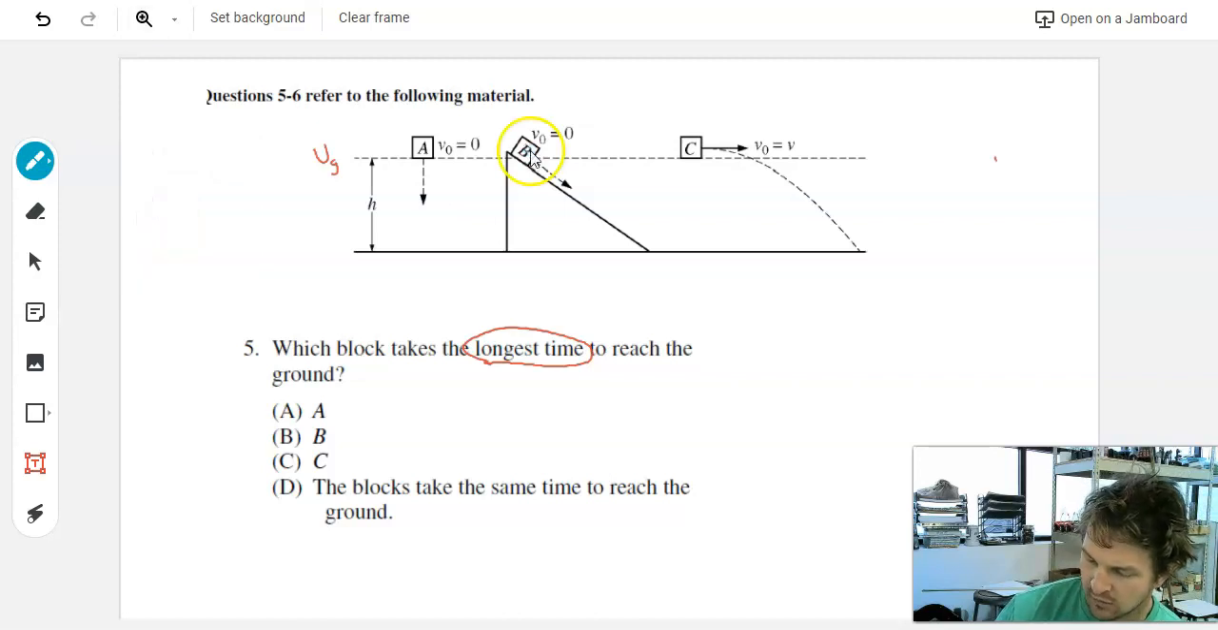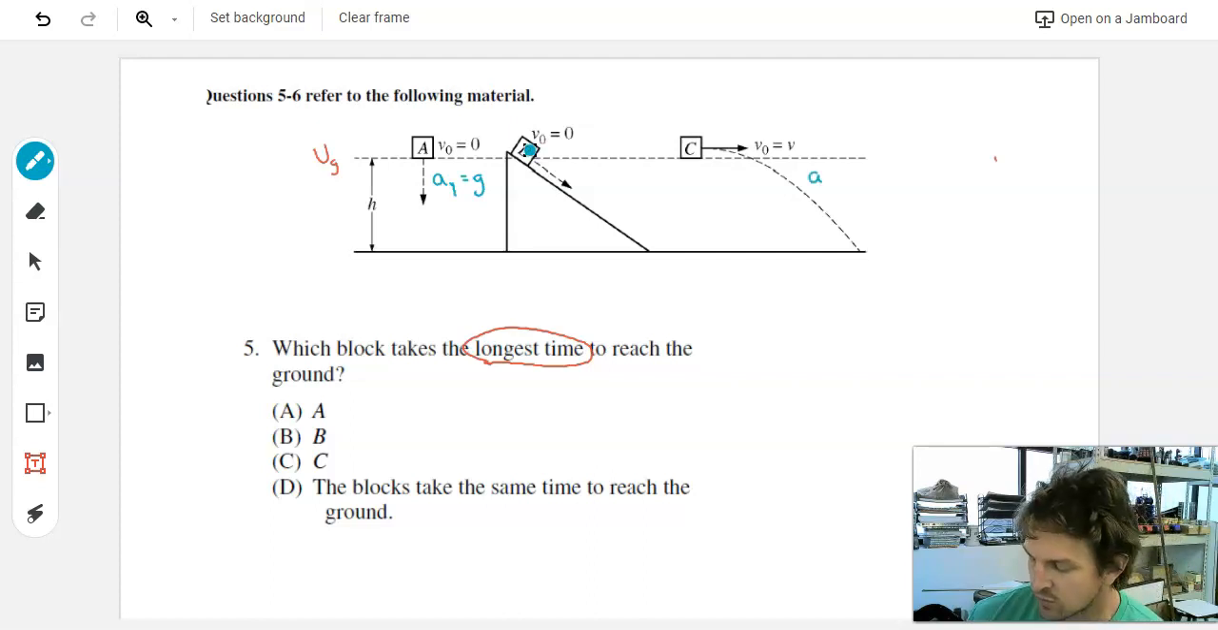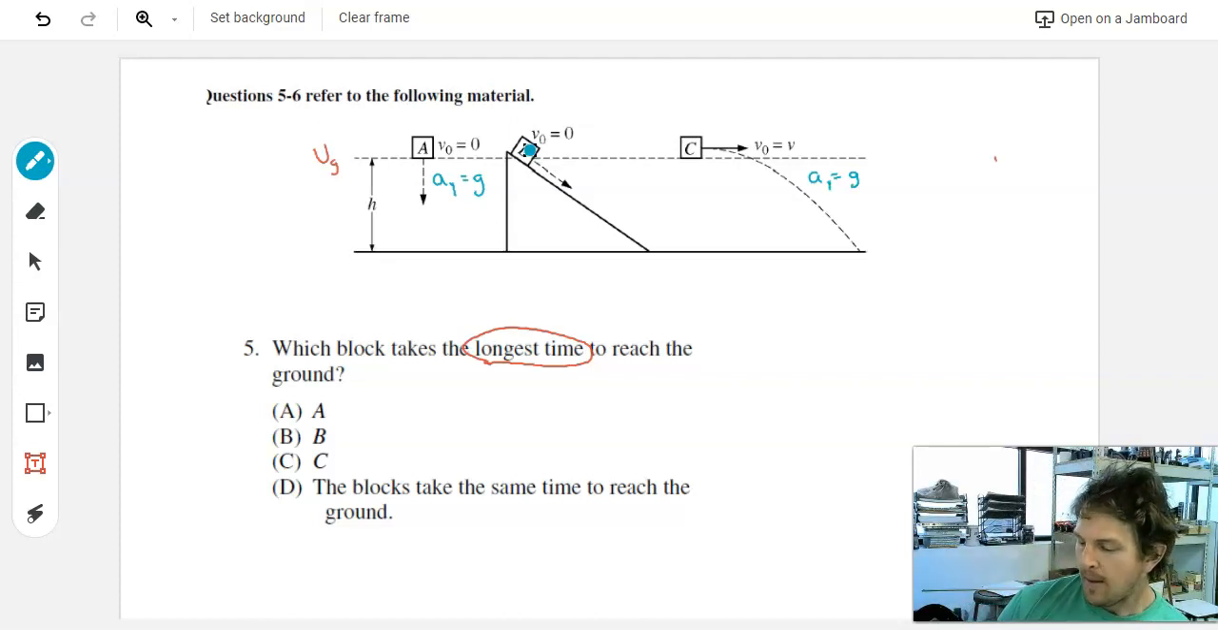For A, it starts with a 0 y velocity. It has an acceleration in the y direction equal to gravity. Right? So does C. C starts with no vertical velocity, and it has the exact same acceleration in the y direction from gravity. So A and C are going to take the same amount of time to reach the ground. But B has this ramp in the way.